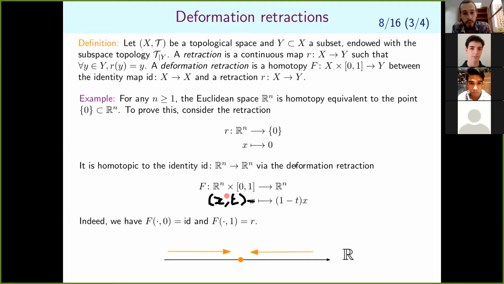So this retraction comes from the deformation retraction, and we can use the previous proposition to conclude that Rn and the origin are homotopy equivalent. So this is very different from the homeomorphisms that we have seen yesterday.